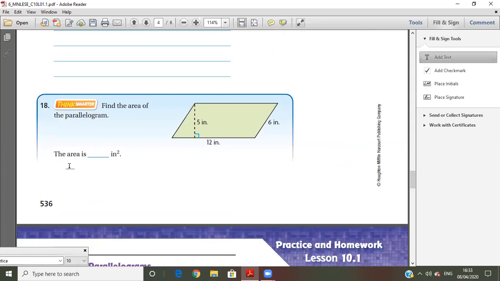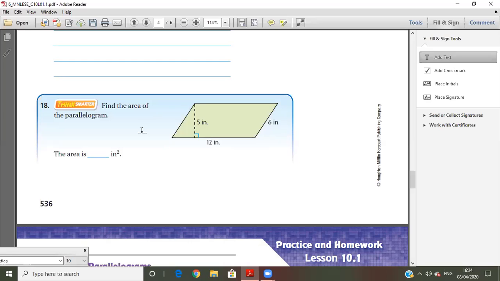I'll give you 2 minutes. Find the answer for question number 18. It's a think smarter question, of course, right? So you have to be careful when you're solving it. 2 minutes is too much, so I'll give you a minute. Okay, are you done? Fine.